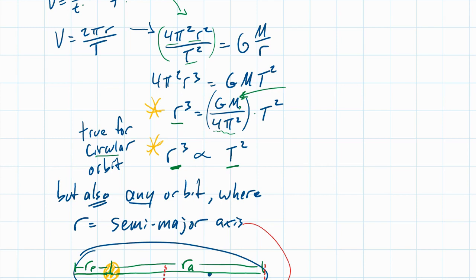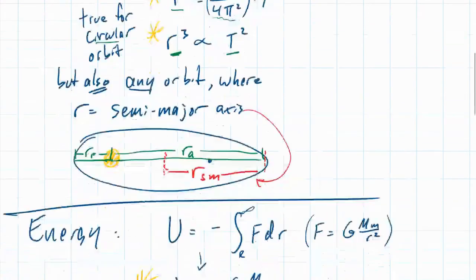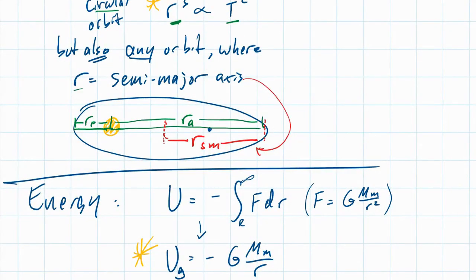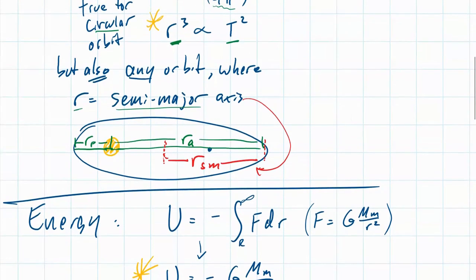But for reasons we're not going to delve into, we can also apply this to elliptical orbits where we need to consider r as the semi-major axis. The semi-major axis is the distance as indicated here. You've got an ellipse. If you take the entire distance of the long axis and cut that in half, that is the semi-major axis. The semi-major axis can be used in this relationship. So that's convenient.